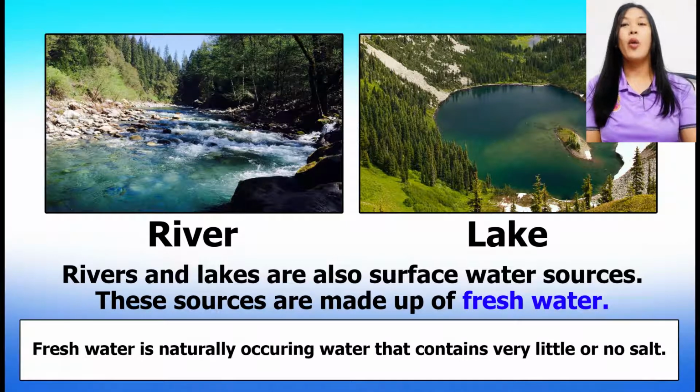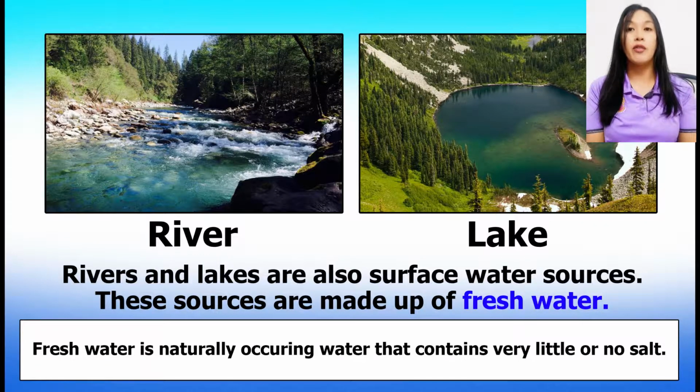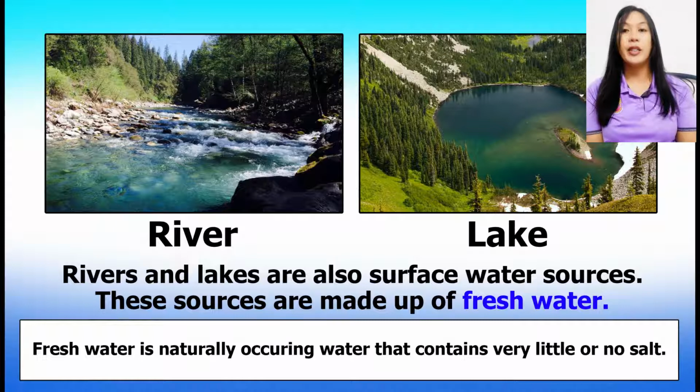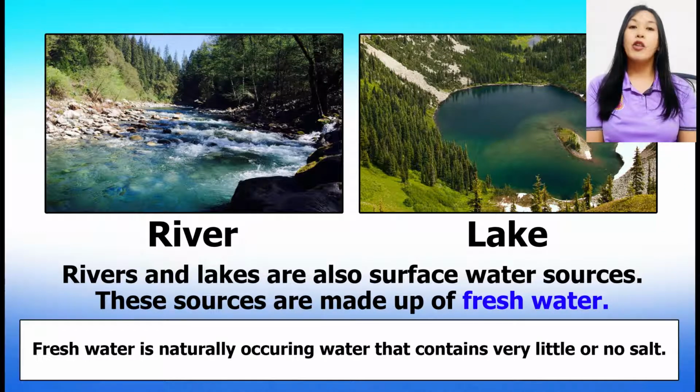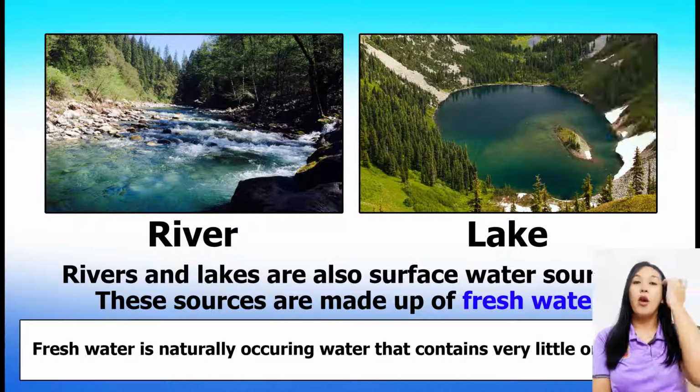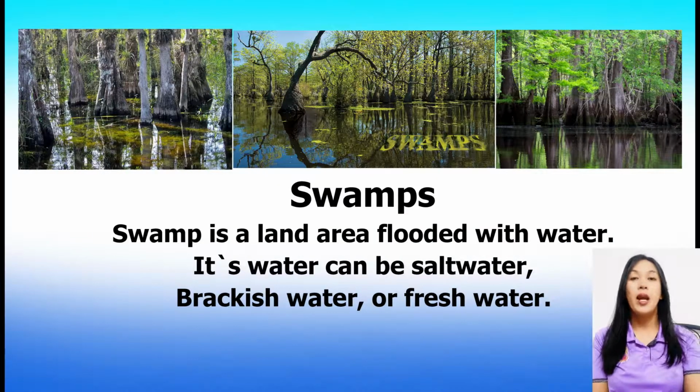Okay, so healthy freshwater environments can actually supply water for drinking. They can also be used for growing crops, for manufacturing, for energy and transport. Okay, so let's go to the next example of surface water source. Now the next example of our surface water source is the swamp.